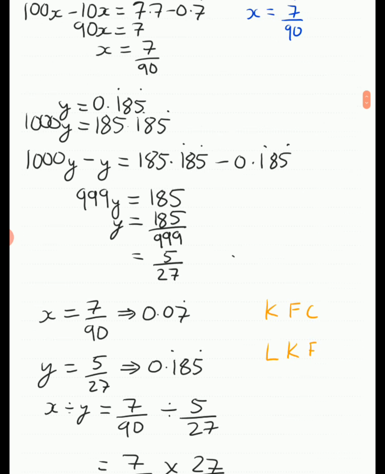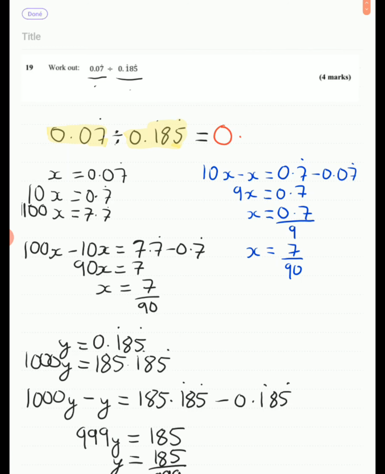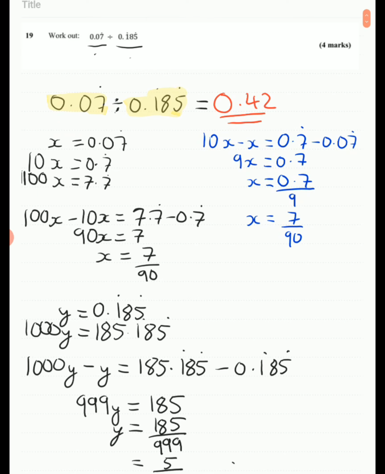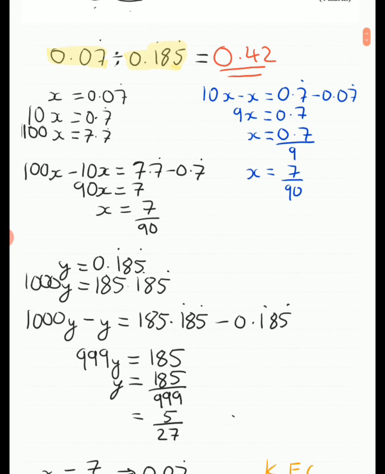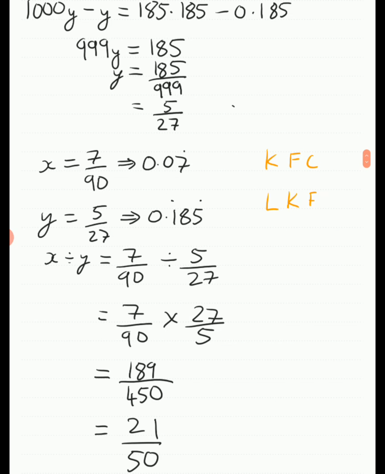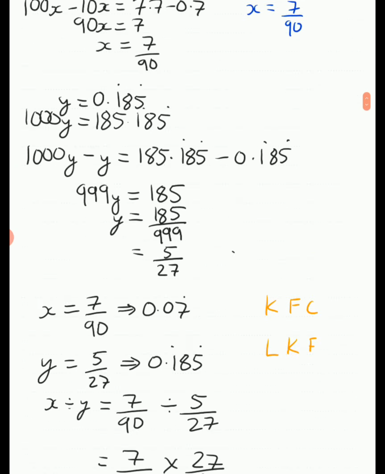All right, so if we go back up there, we can write our answer as 0.42. And there we have it. We have now completely and fully answered the question. All right, so just a very quick recap. The first thing we did was we converted 0.07 recurring and 0.185 recurring into their fraction forms, giving us 7/90 and 5/27. Then we did the calculation we were asked to do by doing 7/90 divided by 5/27. And that's where we got our answer, 0.42.